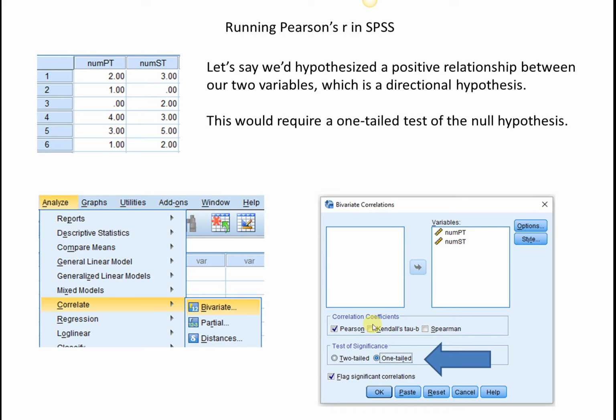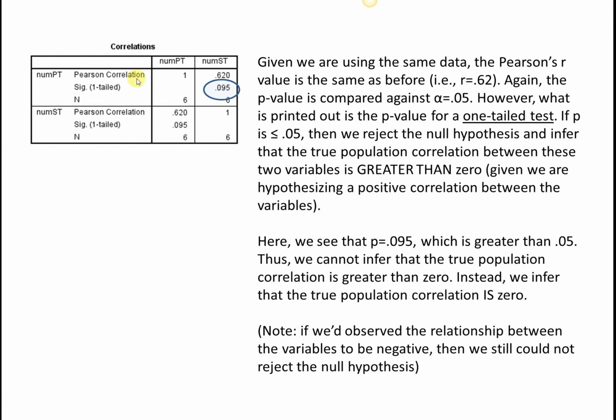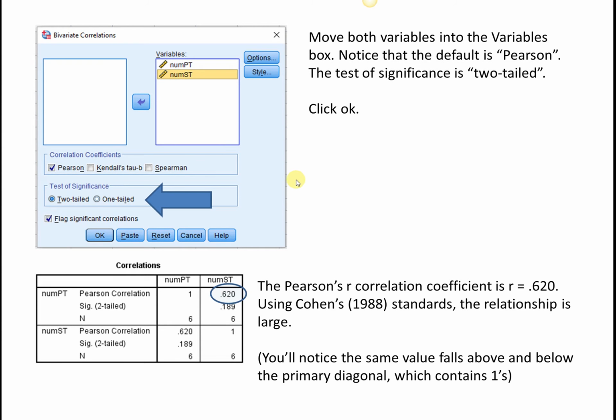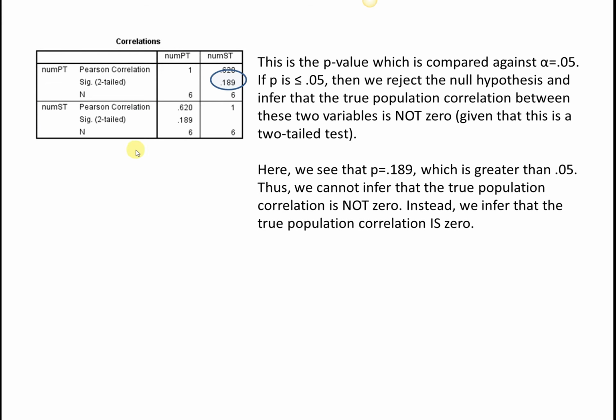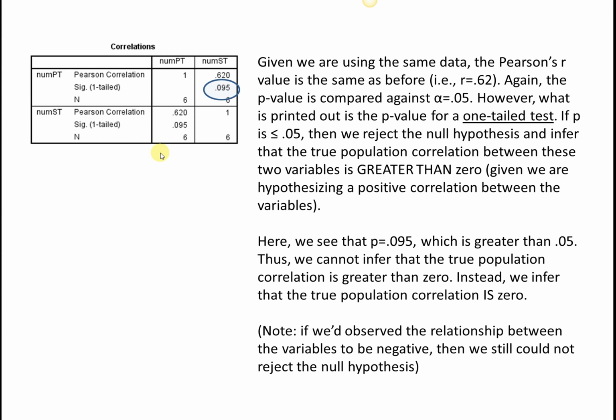Now let's say we had hypothesized a positive relationship between the two variables. In this case, this would be a directional hypothesis, and it would imply that we use a one-tailed test for that hypothesis. So we would run the data analysis in exactly the same way, but in this case we would click on one-tailed as opposed to two-tailed. You can see now it says SIG, one-tailed. Previously it said SIG, two-tailed. So in this case right here, this is the p-value for a one-tailed test.